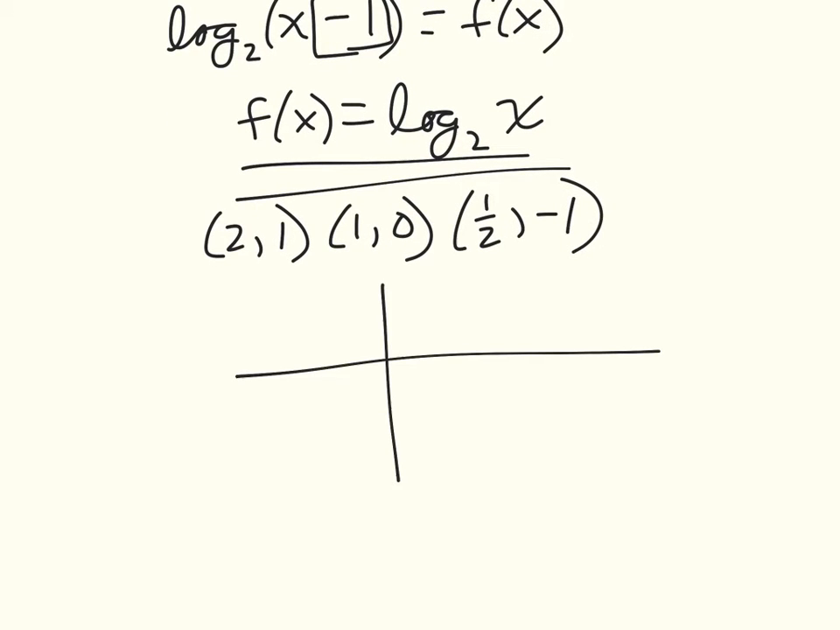Okay, we'll plot those 3. (2, 1), (1, 0), (1/2, -1) would be there. The y-axis is an asymptote. So that graph's going to look something like that. And then all of that graph is going to move 1 unit to the right. So (1, 0) is going to go to (2, 0). (2, 1) is going to go to (3, 1). (1/2, -1) is going to go to (1.5, -1).